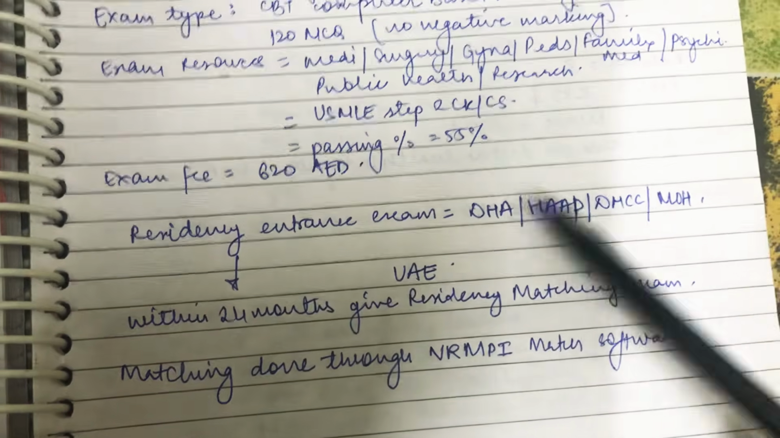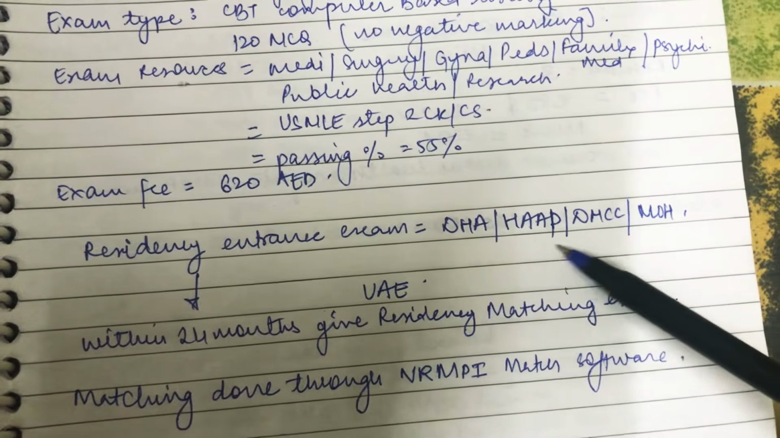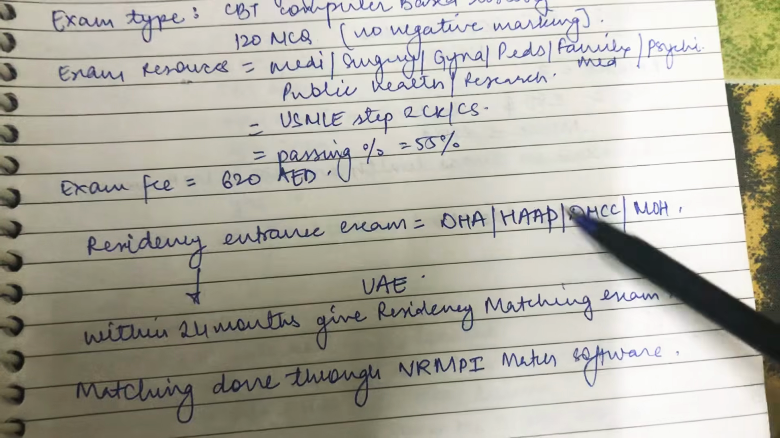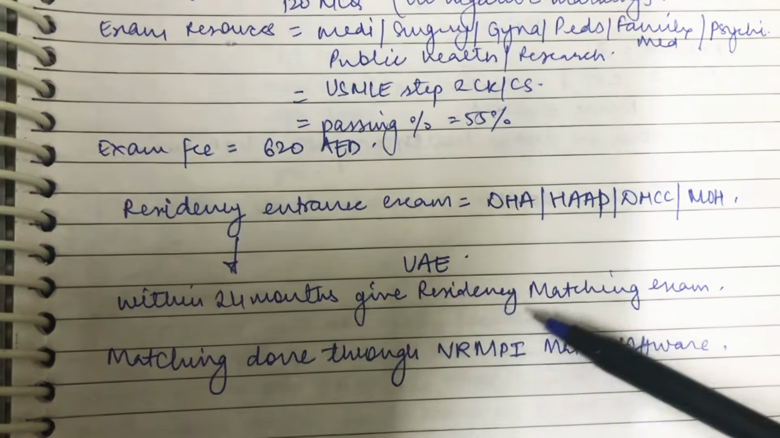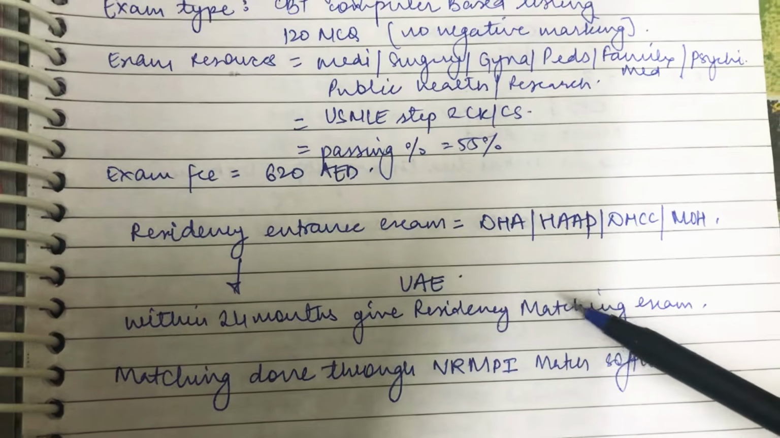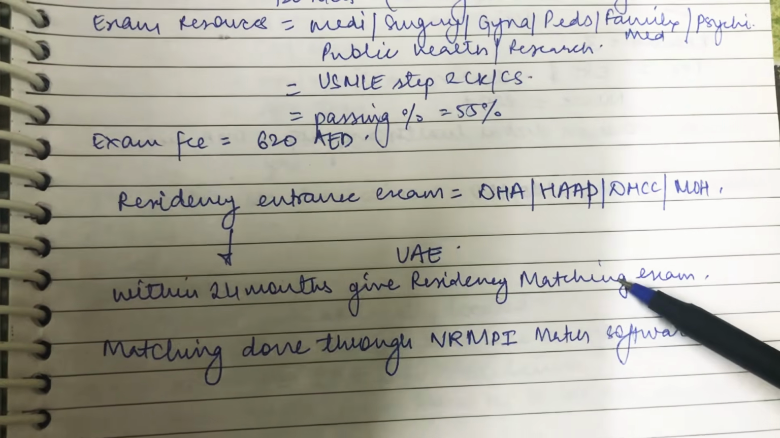This is what we talked about before. In the last video, there were 4 exams. If you wish to do job, you need to go through any one of these examination. And then within 24 months, that is 2 years, you have to give the residency matching exam, TANSEEQ and DRTP. I hope it makes sense.